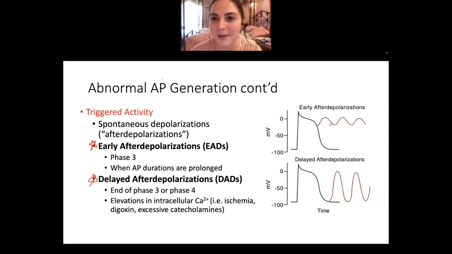So early ones, you can see it in this picture here, happen around phase 3. It's when the potassium channels start to open, or close. You can start to see those, and that's when the action potentials are going to be a little bit prolonged.